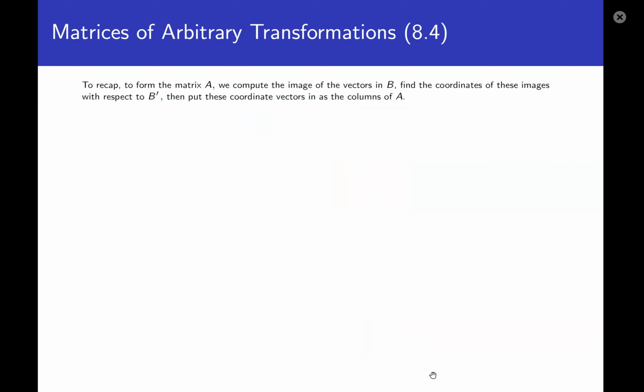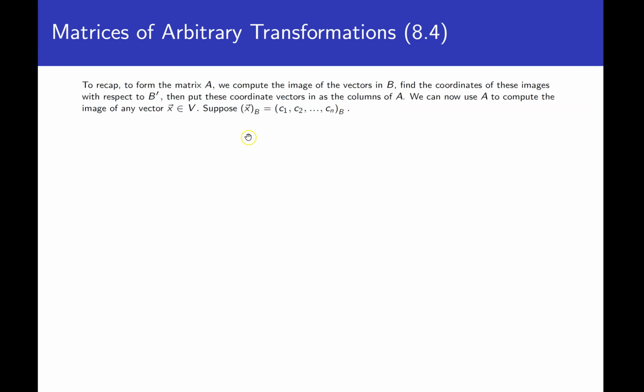So to recap, the way we formed that matrix A was first we computed the image of the basis vectors in B. Okay, this is the basis vectors from V. We found the coordinates of those images with respect to B prime, and then put those coordinate vectors in as columns for A. Now let's show how we can use this A to compute any image that we want.